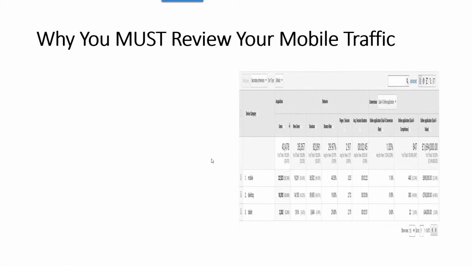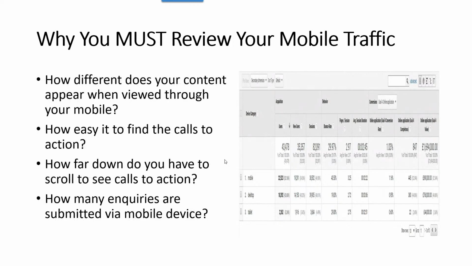Now, B2B, like yourselves, is a bit different. You might find that a lot of your clients are accessing your website while they're stuck behind a desk. But what you want to do is look at your mobile data, and you should actually look at your website through your iPhone, through your Galaxy, through your Android device, whatever you use. You want to look at how different your content appears when it's viewed through the mobile, because it might configure differently. So how easy is it to find the calls to action? How far do you have to scroll down to see the calls to action? And how many inquiries are submitted via mobile device?